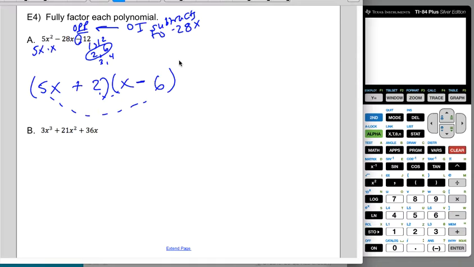And then I should always do a quick FOIL to check, right? So I should always do a check. This can be in your head. I don't actually write out my checks on paper. I'm only writing them out because I'm trying to teach you some math.